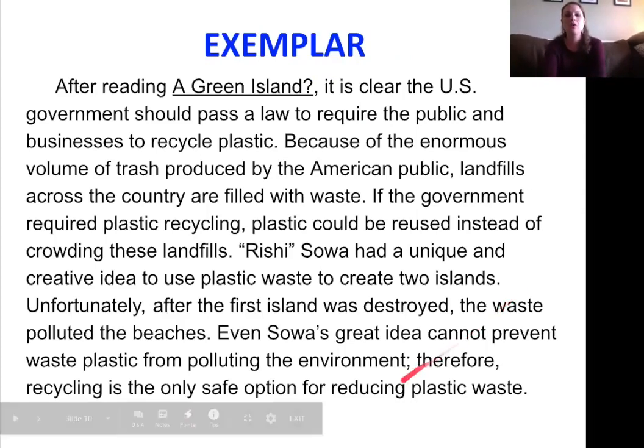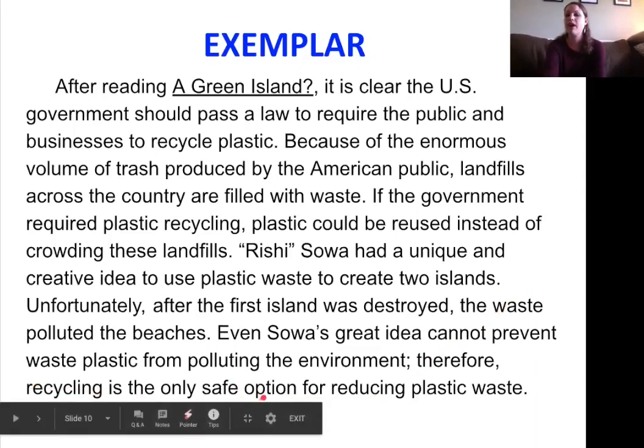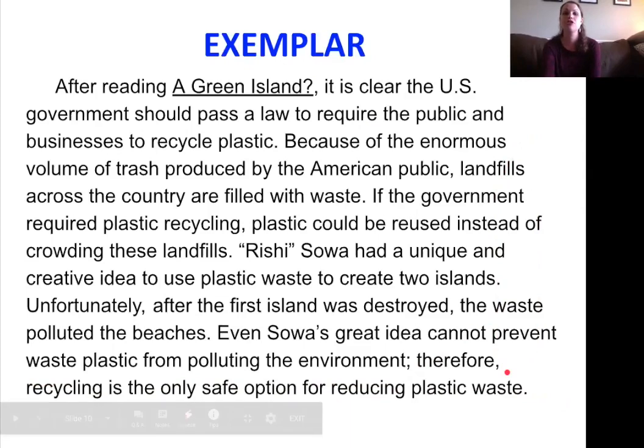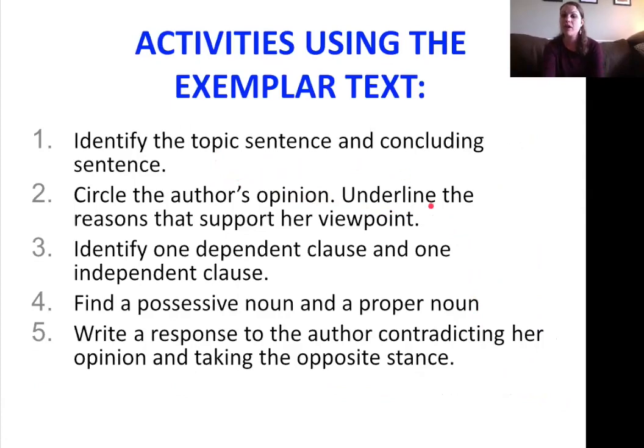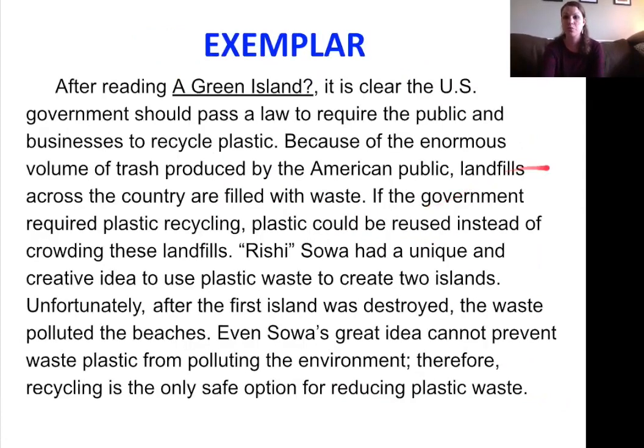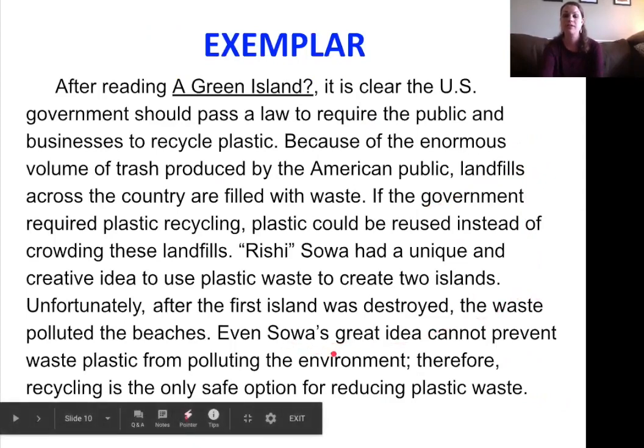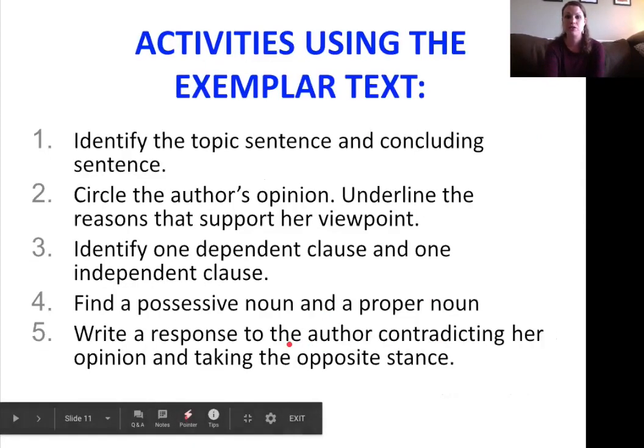Great. So recycling is the only safe option for reducing plastic waste. Really sums up and says, using different language, but the same idea, that the government should pass a law requiring recycling. Okay. We definitely talked about the author's opinion because that was connected in the topic sentence. And we've already gone through and looked at those reasons. One about landfills and one about Soa's first island being destroyed.